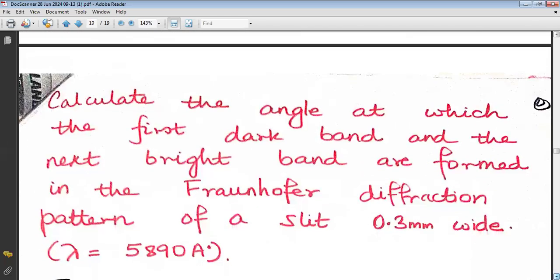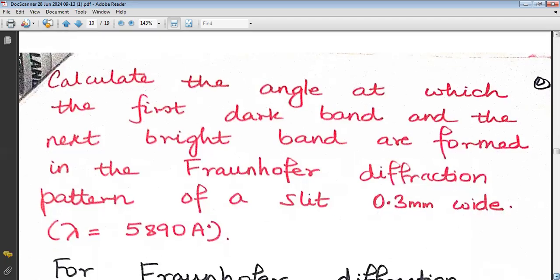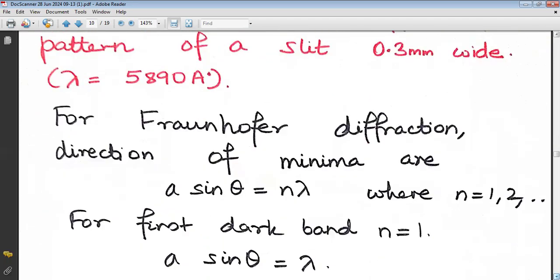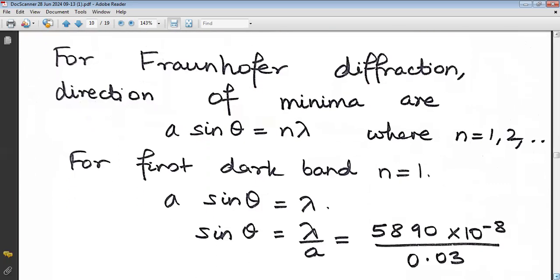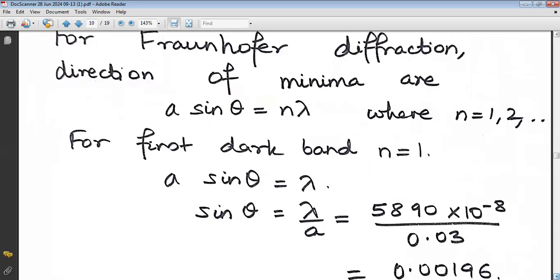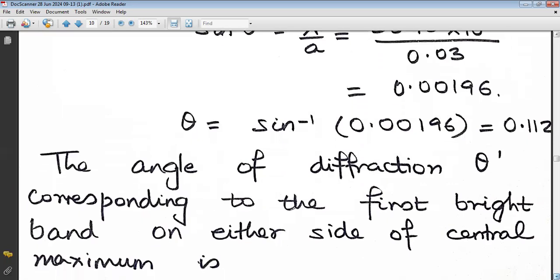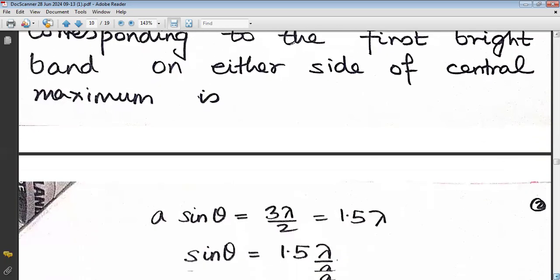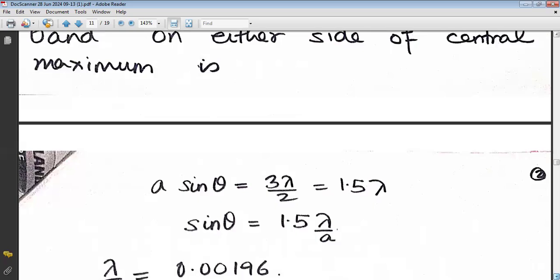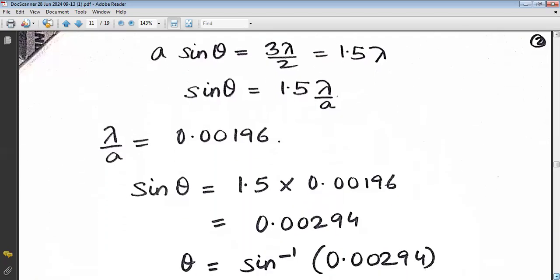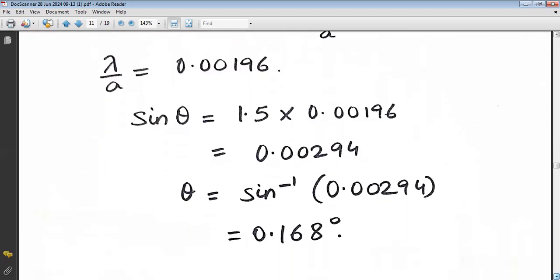Calculate the angle at which the first dark band and the next bright band are formed in the Fraunhofer diffraction pattern, and the slit width has been given to you. In Fraunhofer diffraction, the direction of minima is given by a sine theta equal to n lambda. For the first dark band, n is equal to 1, so a sine theta equal to lambda, sine theta is equal to lambda upon a. The angle of diffraction corresponding to the first bright band on either side of the central maxima is this much. So lambda is this, sine theta is this, theta is sine inverse of this much.